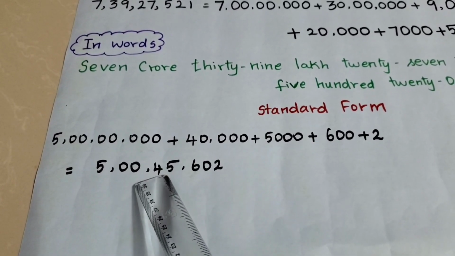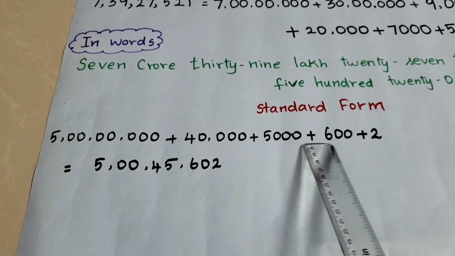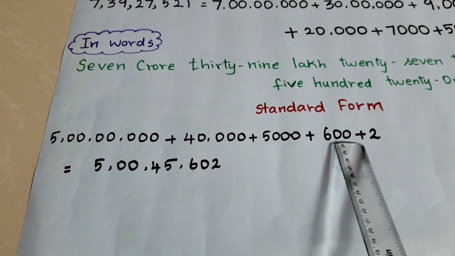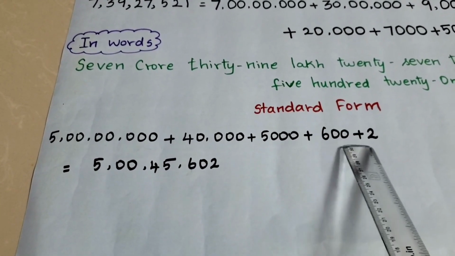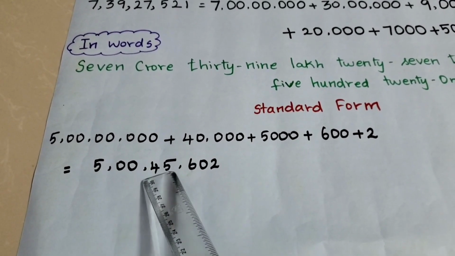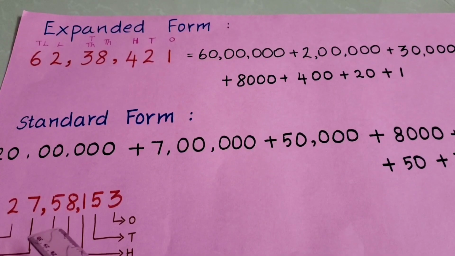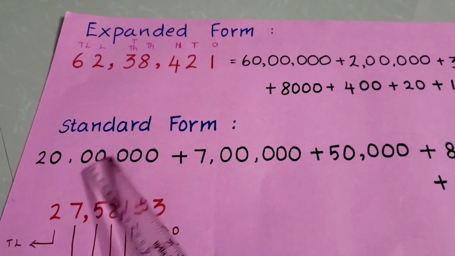5,000, 5 in the 1000 place. 600, so 6 in the 100 place. After the 100 place, there should be the tens place. Since there is no tens place, I have written 0. Plus 2 in the ones place. Finally, the number is 5 crore 45,602.